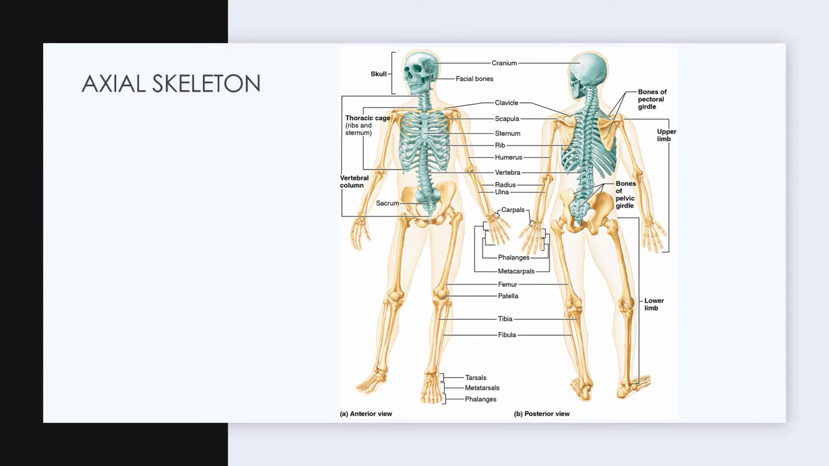The skeleton is broken down into 2 parts. So we have the axial skeleton and the appendicular skeleton. Here in this image, you can see the axial skeleton is that light green color, and the appendicular skeleton is that gold color. The axial skeleton forms the longitudinal axis, that long axis of the body, and can be divided into 3 parts: your skull, your vertebral column, and the thoracic cage.